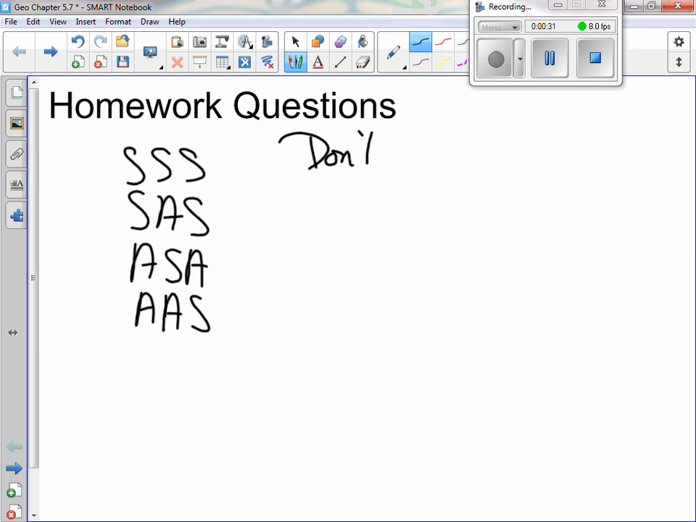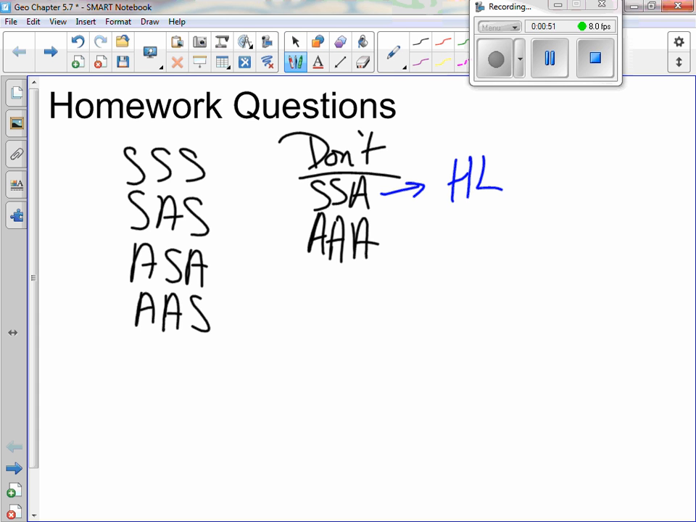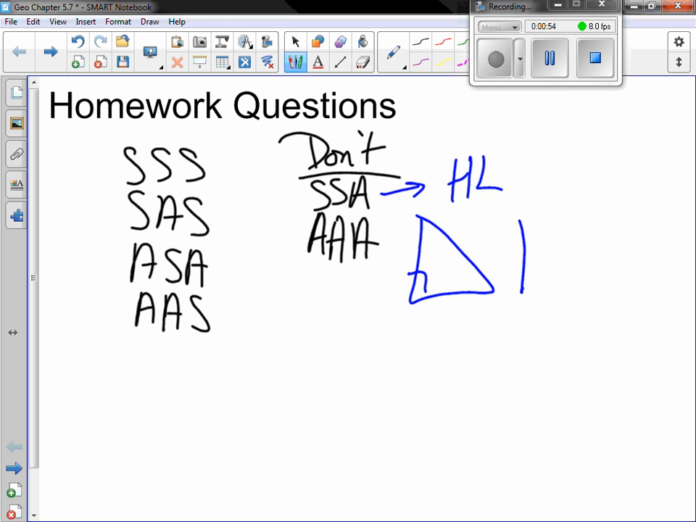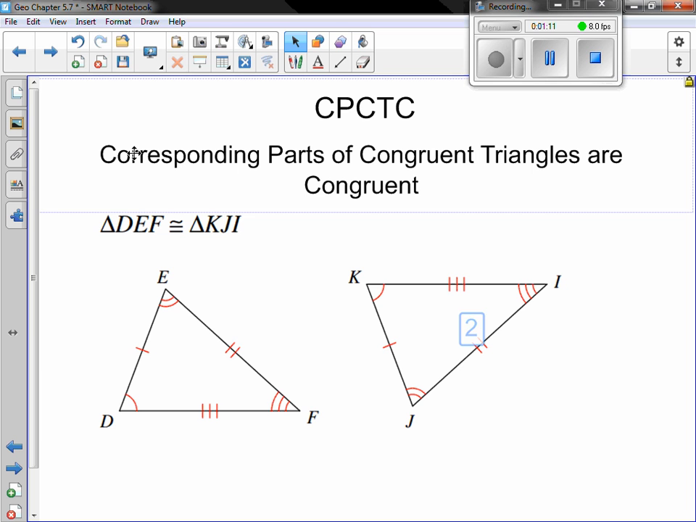The ones that don't work were side, side, angle, and angle, angle, angle. Those are the 2 that do not work. There is a special case that comes from side, side, angle that's called hypotenuse leg, which is saying if we have 2 right triangles, and the hypotenuse and leg of one match up to the hypotenuse and leg of the other, then they would be congruent. But we're not going to focus on that because it's too specific of a case. It doesn't work every time. Well, it works every time for hypotenuse leg.